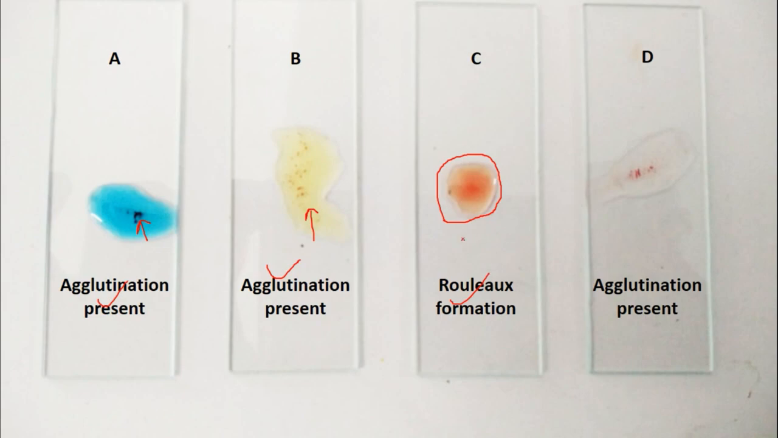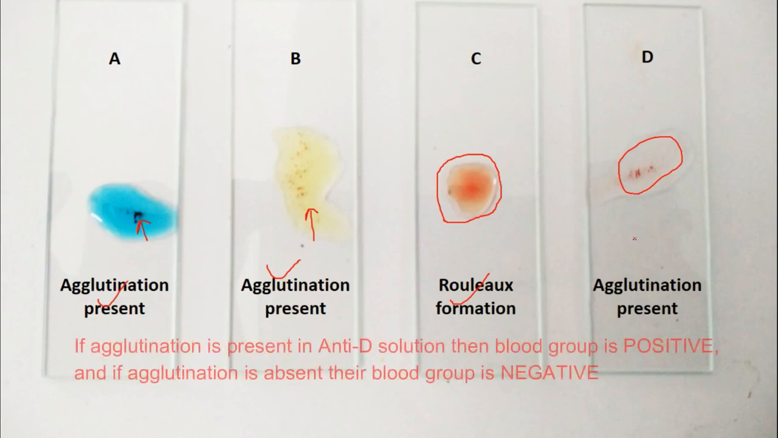And this slide number C is a must during the practical of blood grouping to avoid false positive results. In slide number D, there is also the presence of dust-like particles, that means agglutination is present. So we did this practical and found that the person has an AB positive blood group, because there is the presence of agglutinogen A, agglutinogen B as well as Rh agglutinogen. Clear?